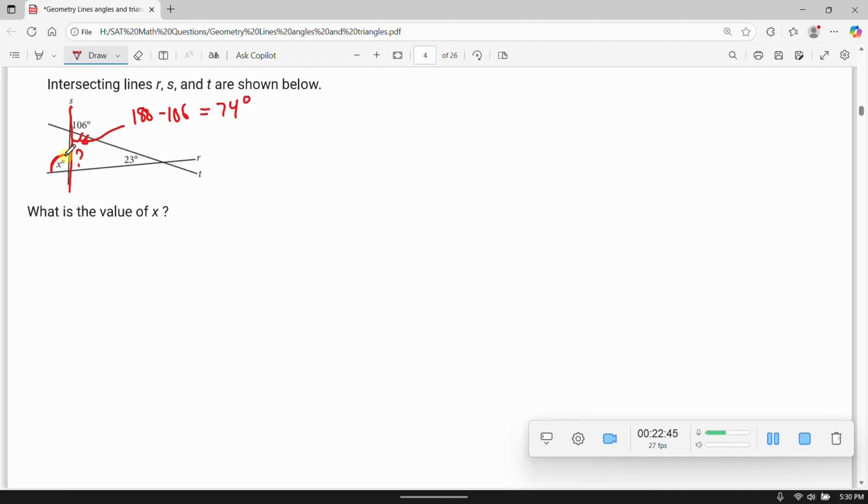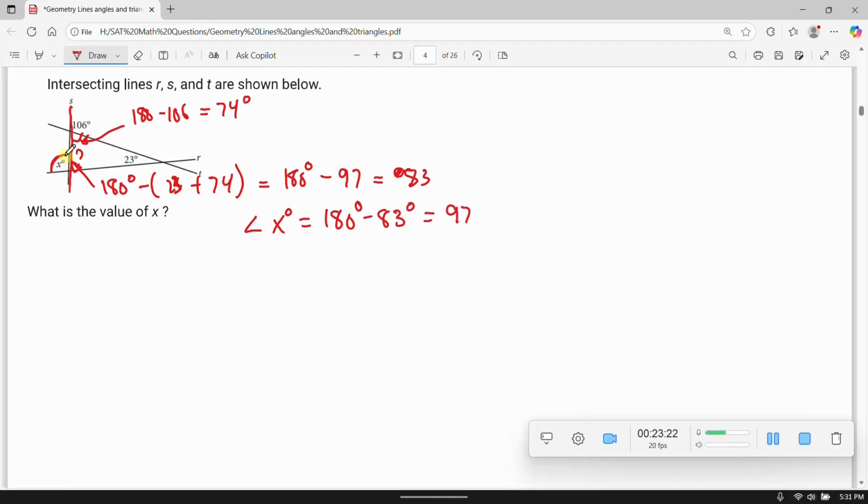So then this angle now is 180 minus 23 plus 74. That's going to be 180 minus 97, which is 83. Again, I'm doing the math in my head, so sometimes it happens. So the angle X is 180 minus 83. That is 97 degrees.